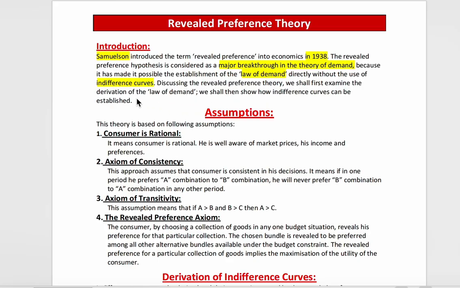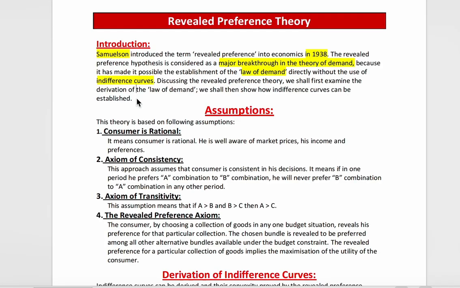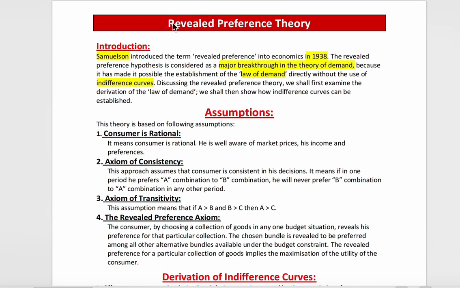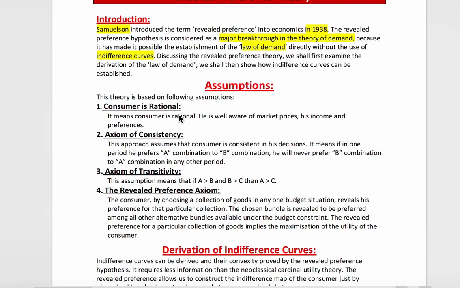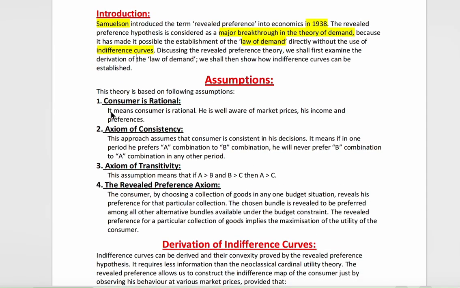So the major concept of the revealed preference theory is that we have to observe the real behavior of the consumer in the market, where he is selecting the particular bundle, and the selected bundle is the utility maximization bundle, and all other bundles which are available and affordable are inferior to the selected bundle. So in order to explain the RPT theory, revealed preference theory, the following are the major assumptions.